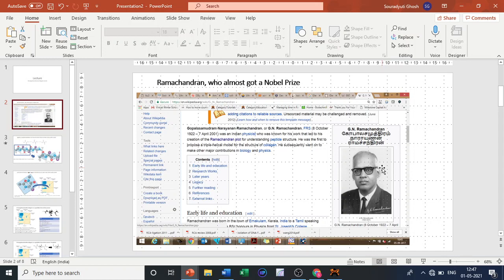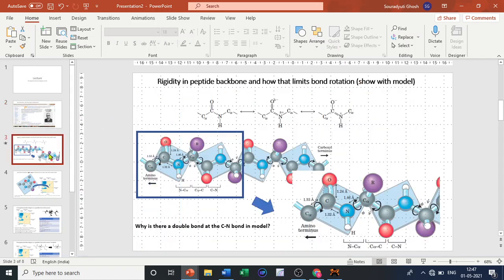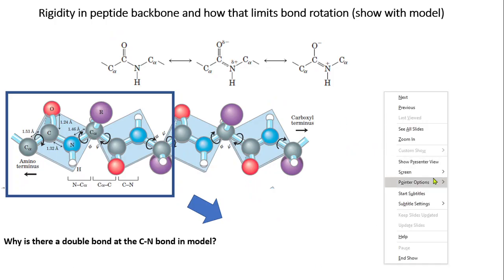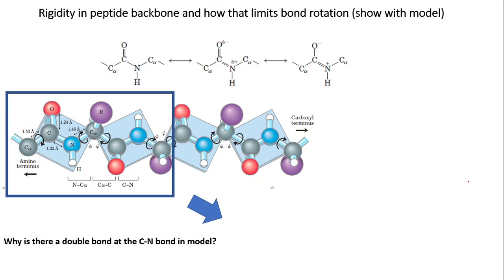He made significant contributions to discovering something called the Ramachandran plot, which is still used to this date in understanding protein structures, predicting protein structures, and so on. To understand the Ramachandran plot, we first have to acknowledge that there are certain restricted bond rotations. For example, in a peptide structure.